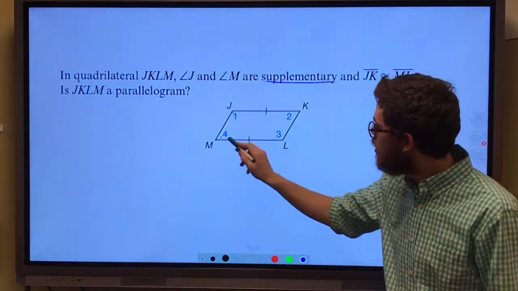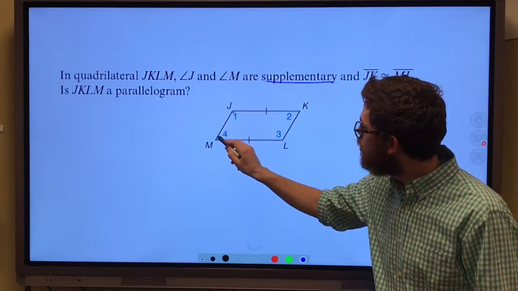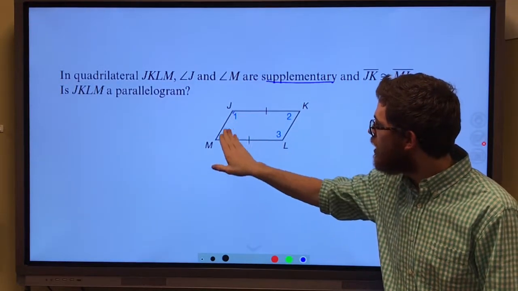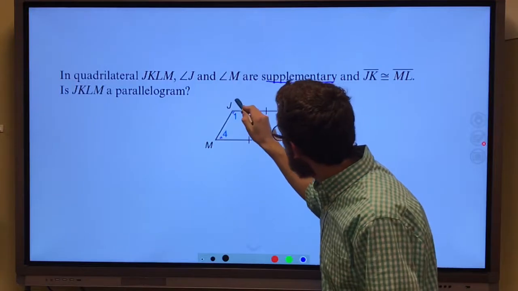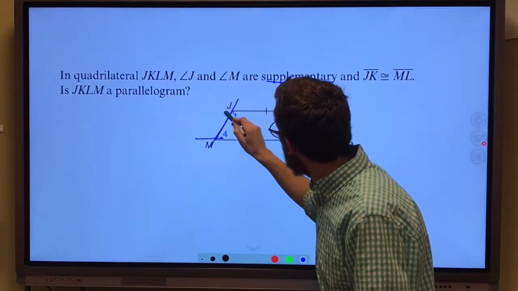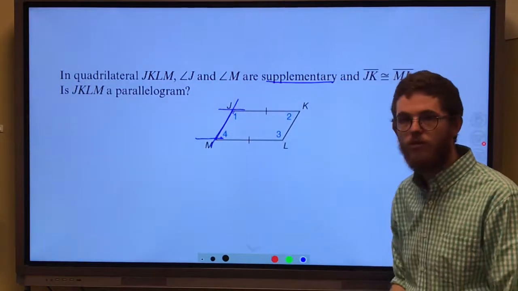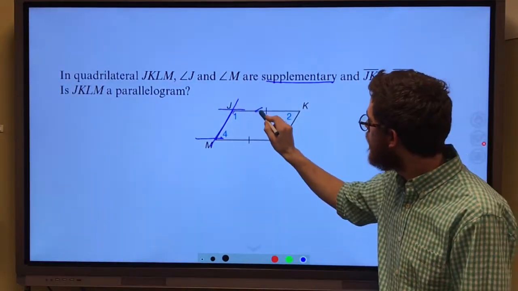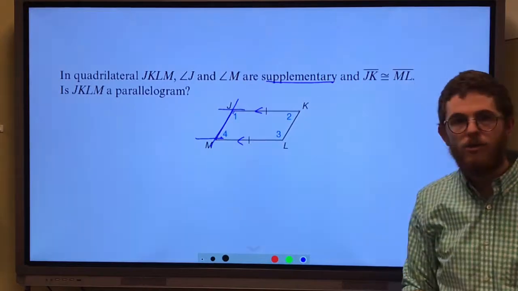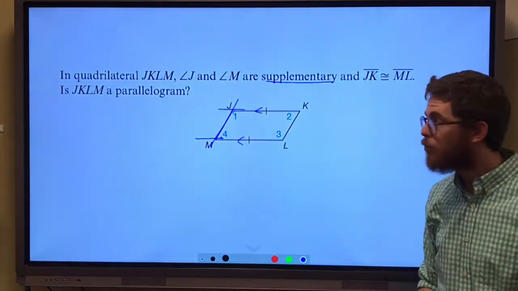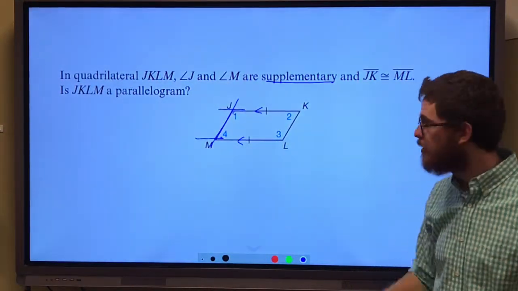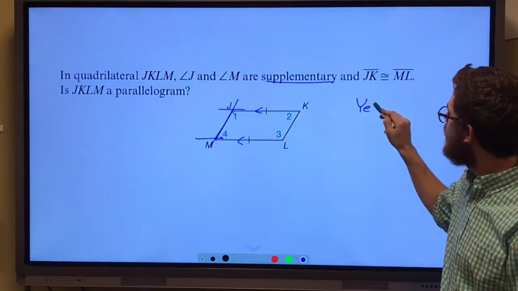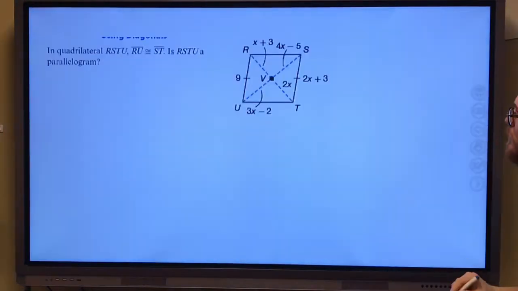But we do know if those two angles are supplementary, those are same side interior angles when we have two lines cut by a transversal. And if same side interior angles are supplementary, that means those lines are parallel. So we have one pair of opposite sides that are both congruent and parallel. So yes, this is a parallelogram.